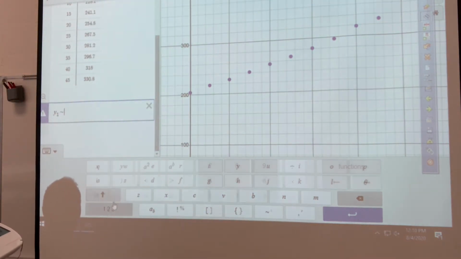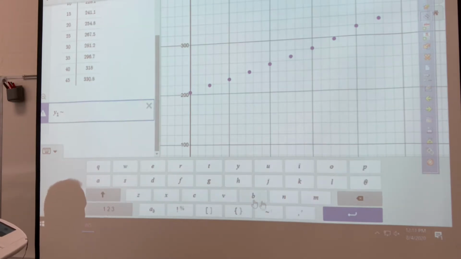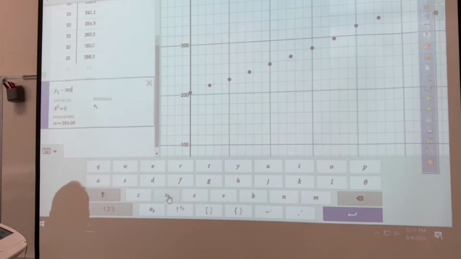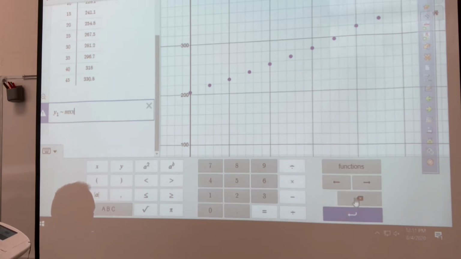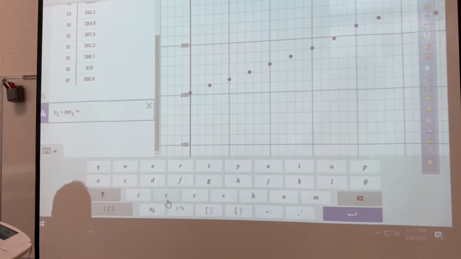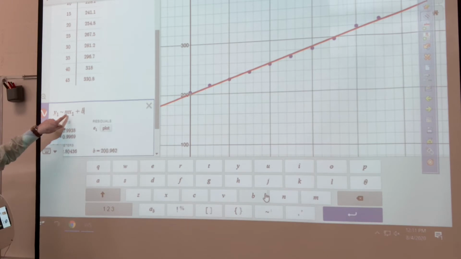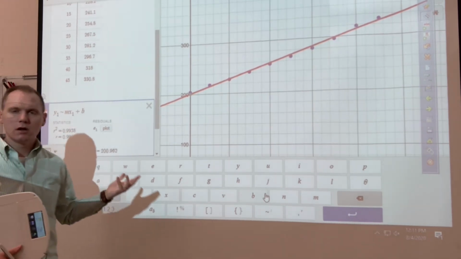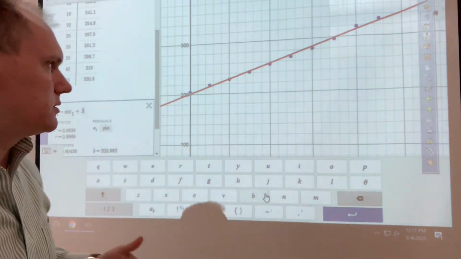So then I'm going to say, okay, m x1 plus b. So the only ones that need a 1 next to them are the x and the y. Everything else are your values that Desmos is going to actually create and come up with itself.